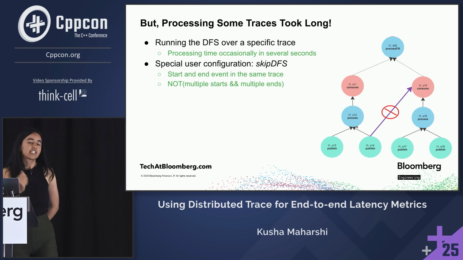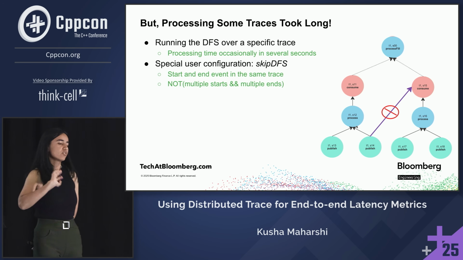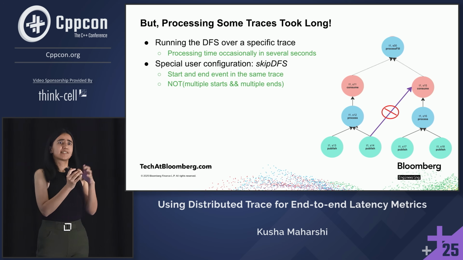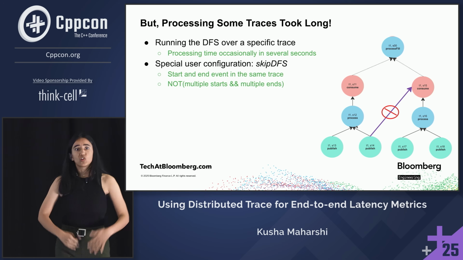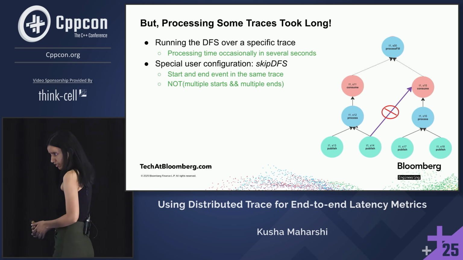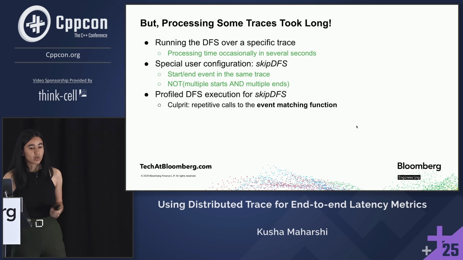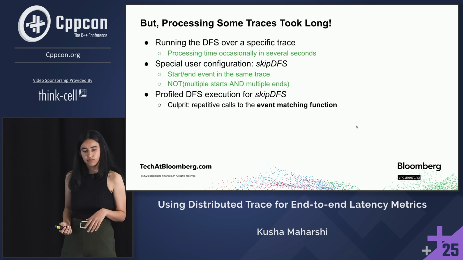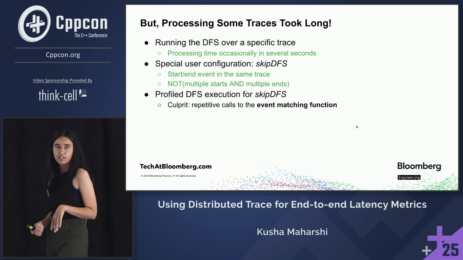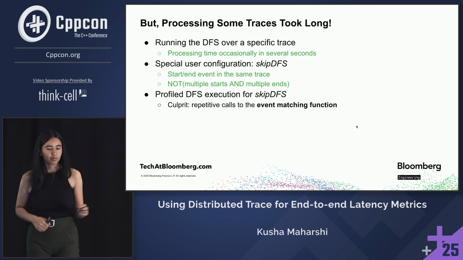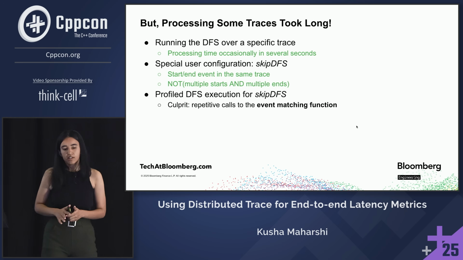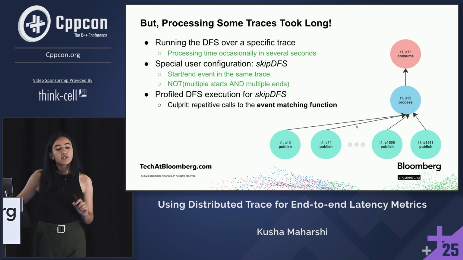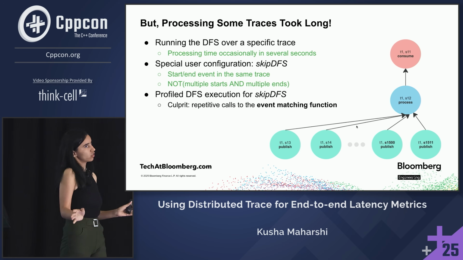So some of our users can tell us to just skip the DFS, just do simple math, and that's all we need. Interestingly, in that simple math case, we were seeing the longest time spent. So what's going on there? Once again, we profiled that bit of code. I say overall DFS execution, but really we're skipping the actual DFS. And we noticed that the culprit was repetitive calls to the event matching function.